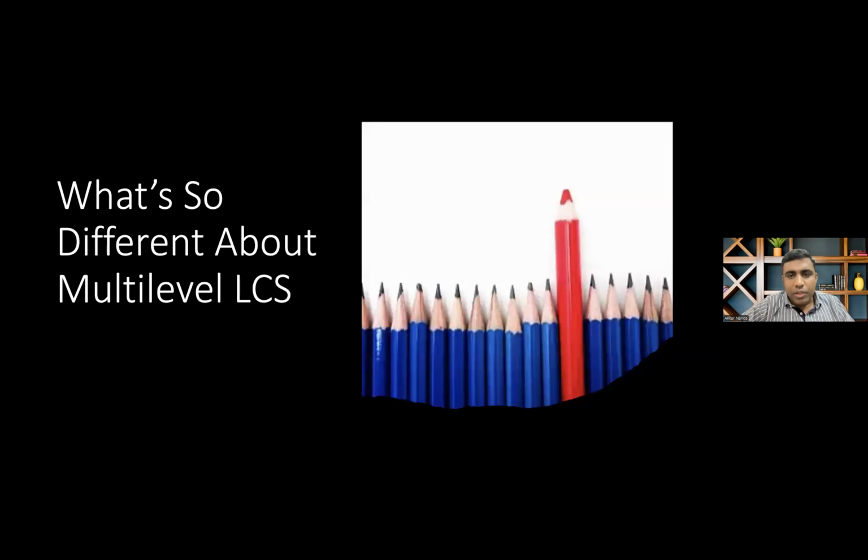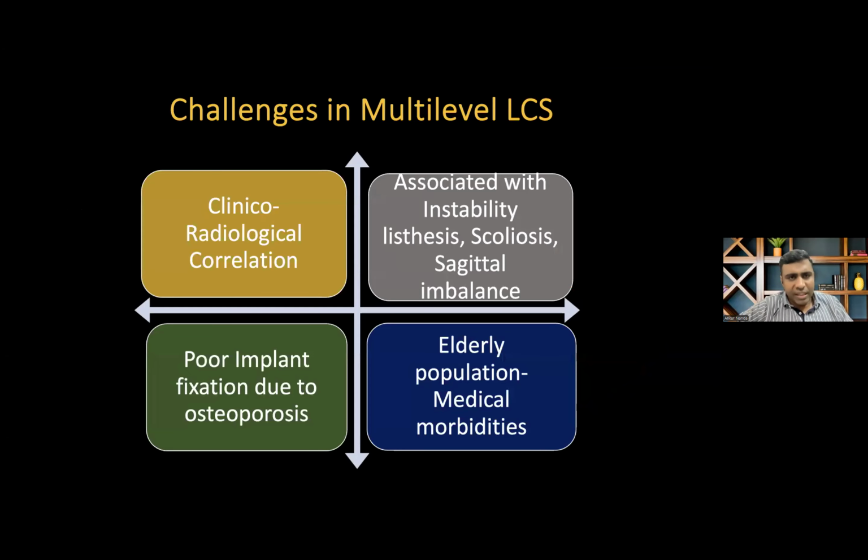So we'll try to demystify this. Let's try to understand what's so different about multi-level lumbar canal stenosis compared to single level lumbar canal stenosis. To outline a few issues, the first and foremost is clinico-radiological correlation. Because when you do an MRI for a 75-year-old, you are going to see degenerative disc disease maybe all throughout the spine, and you may not be sure what is really symptomatic and what is not.